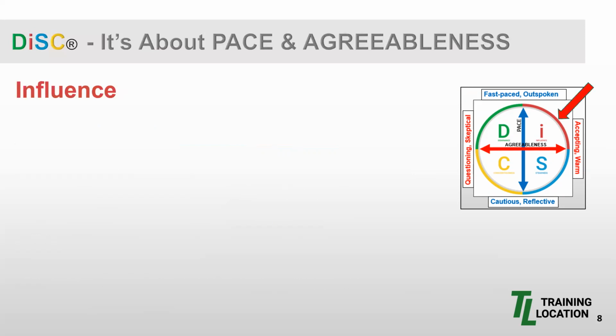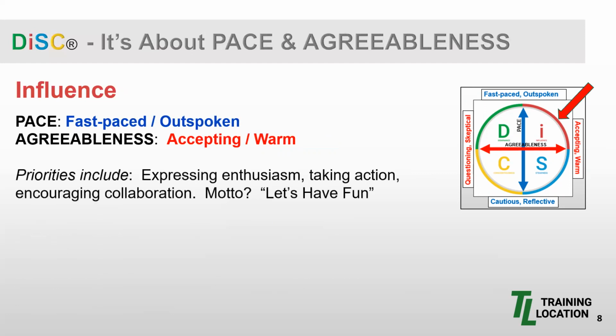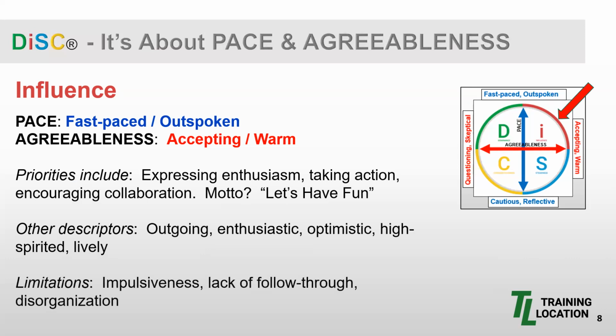Next, we have influence, or the I. We see their continua there of pace and agreeableness, certainly different than the D. Their priorities include expressing enthusiasm, taking action, encouraging collaboration. Their motto, let's have fun. Other descriptors to help describe the I or influence style: outgoing, enthusiastic, optimistic, high-spirited, lively. If they have limitations, the I can appear to show impulsiveness. They may show lack of follow-through and or even disorganization.